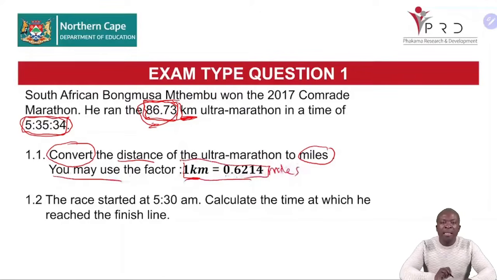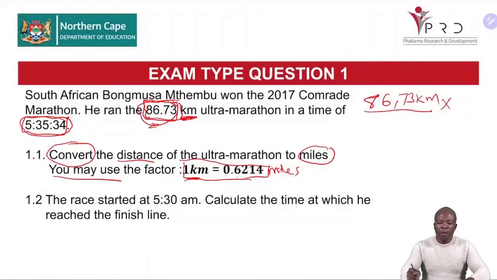Our value is in kilometers. So what we have to do is this. You first write the value which you need to convert. In our case it is what? 86.73. Then you write your unit, which is what? Kilometers. You are going to divide and you are going to multiply. But because you are dealing with conversions, they want us to convert the 86.73 kilometers into miles.